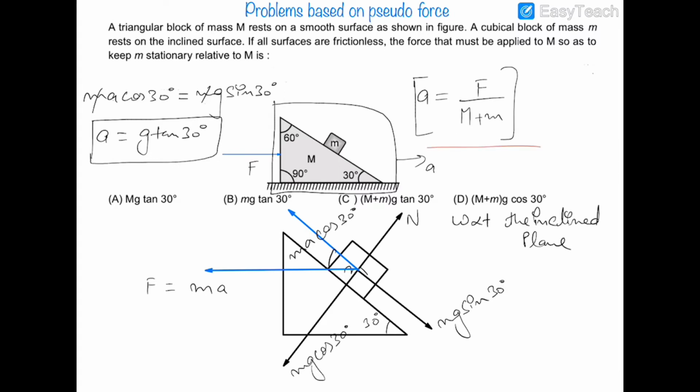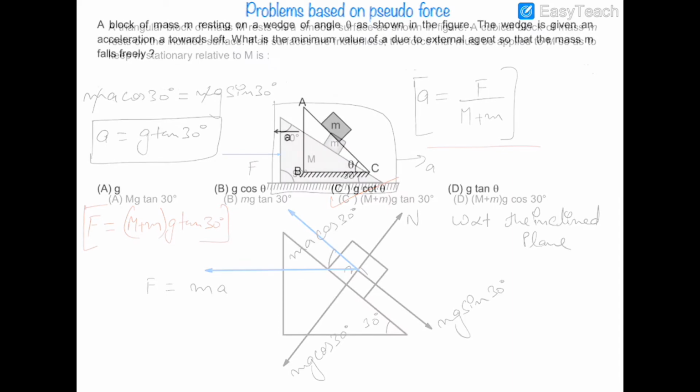So I can equate this value with the acceleration which I have already calculated, and therefore F will be equal to (M plus m) g tan 30. This will be the required value of force which I need to apply on the inclined plane so that this block will not slide down. So the correct option will be option C. Okay, now let's move on to the next question.